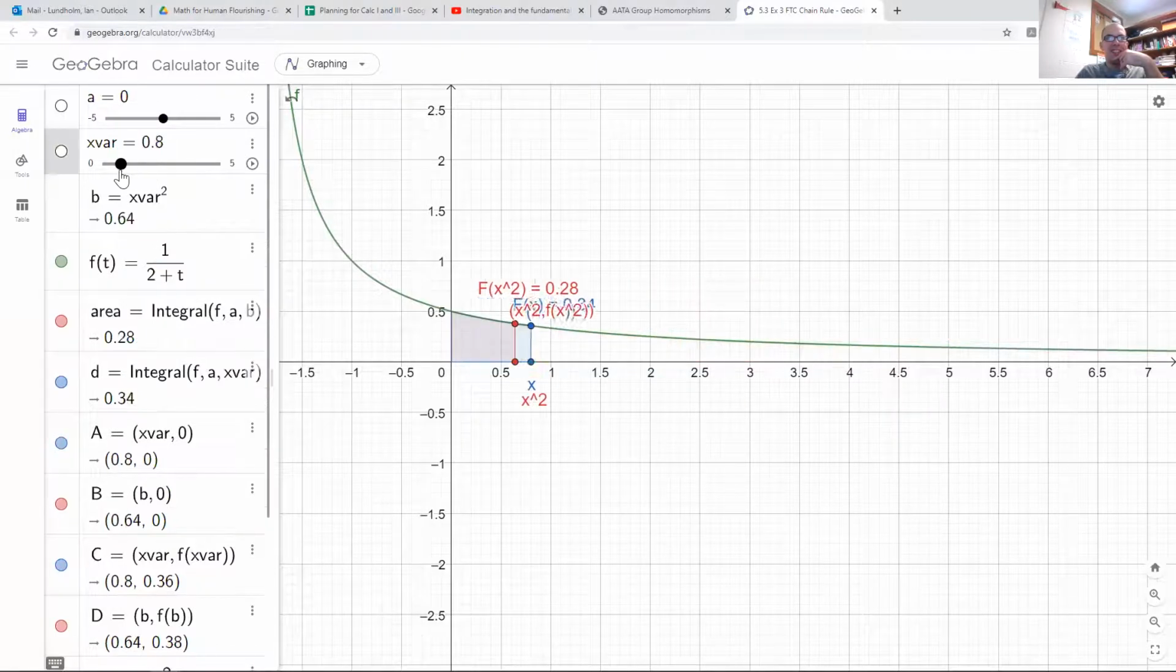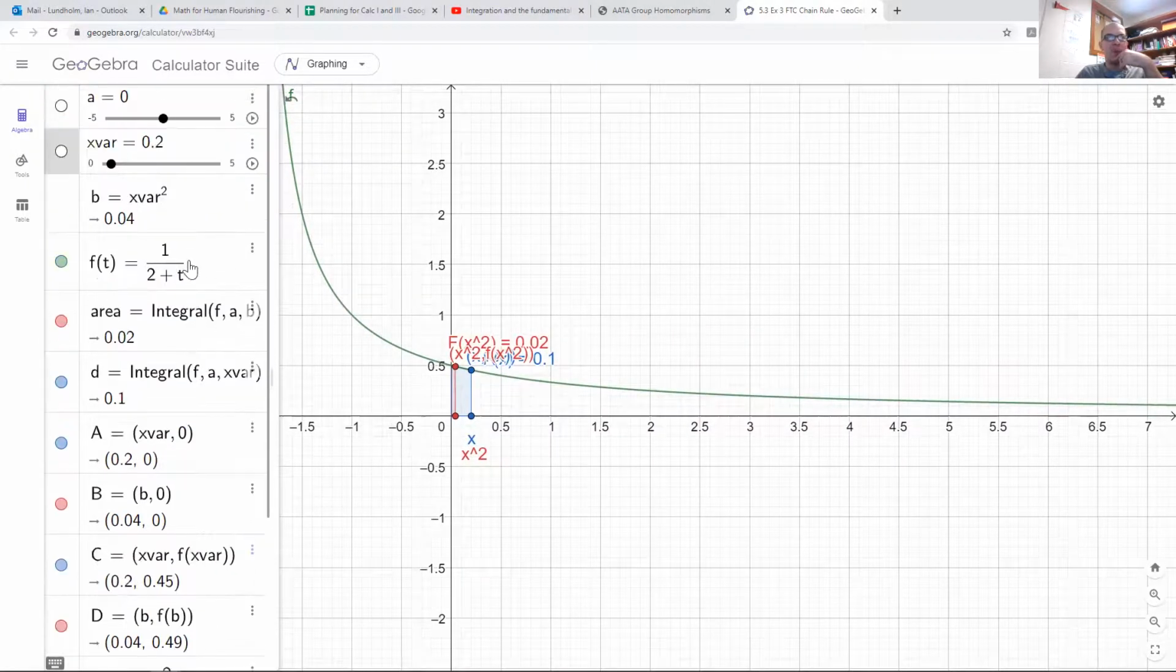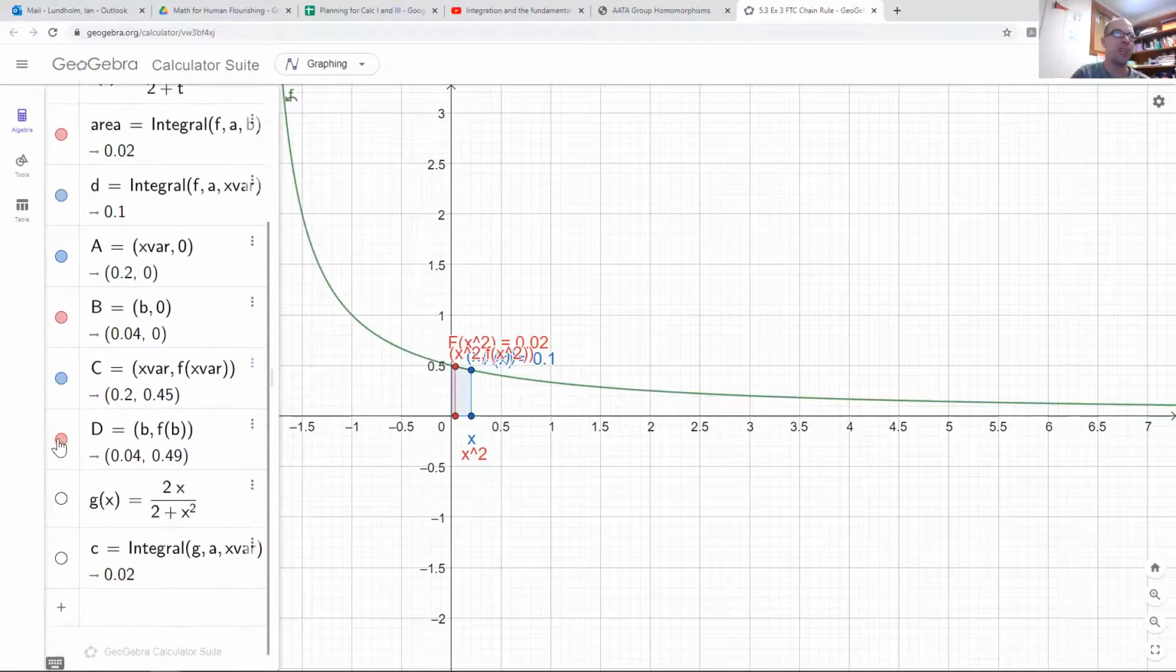So yeah, this looks great, right? All right, we have a function 1 over 2 plus t. It's our original function. It's the integrand inside the integration sign. What I have here are two different, actually, let's just look at the blue one for now.